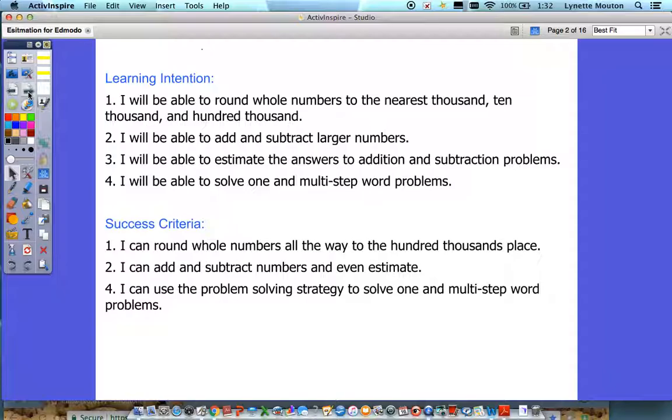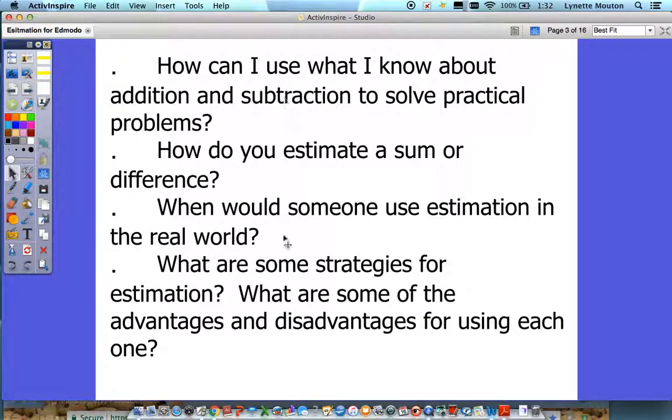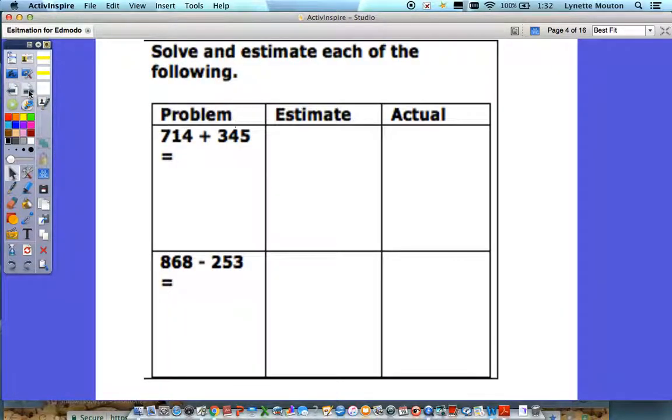And here's our learning intentions. Remember that we're using all of these skills together. I know it's a lot to cover, but unfortunately this is a power-packed SOL, but we can do it. So we're going to be rounding, adding and subtracting, and even estimating and solving both one-step and multi-step word problems. Keeping these questions in mind, here's one of the big ones. What are some of the strategies for estimating or for estimation?